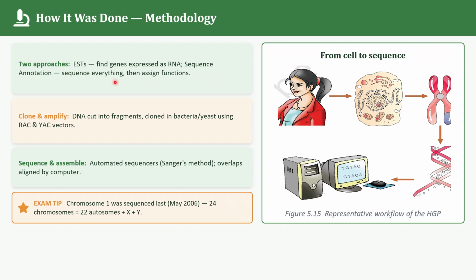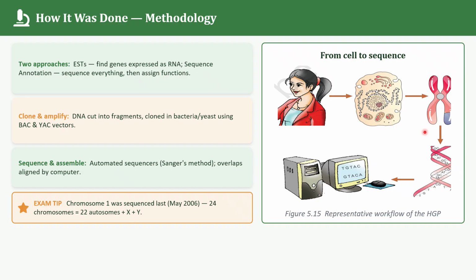Let's see this diagrammatic part. This diagram represents the journey from the human cell to the complete genome sequence. The first one is the human cell. The scientists begin with a human cell containing the complete DNA. Inside this nucleus, you can see the complete DNA. The next one is the isolation of the DNA. The total DNA is isolated from the cell, and we know that DNA is a very long molecule, so it cannot be sequenced easily as one complete piece.